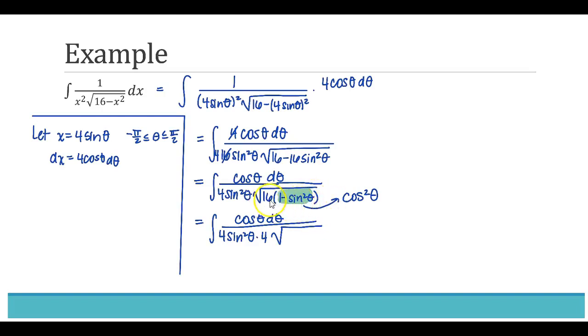So I'm doing two things at once here. The square root of 16 is 4, I'm pulling that out. 1 minus sine squared is cosine squared. So I'm going to leave the cosine squared theta underneath the radical. All right. So now I have the square root of cosine squared theta. Now here, because we're on this restricted interval, where theta is between negative pi over 2 and pi over 2, we can go ahead and say that the square root of cosine squared theta is just cosine theta.